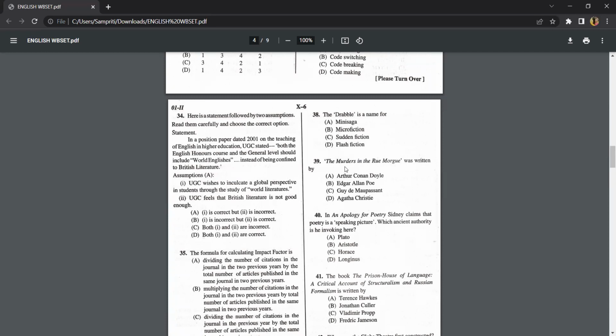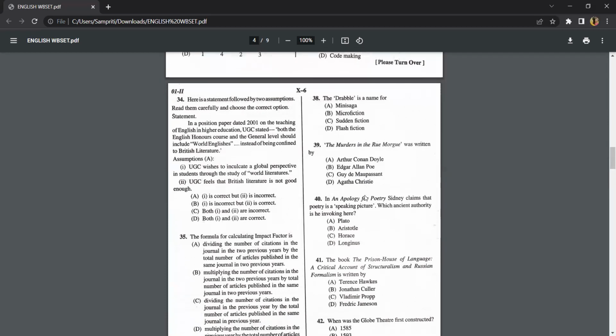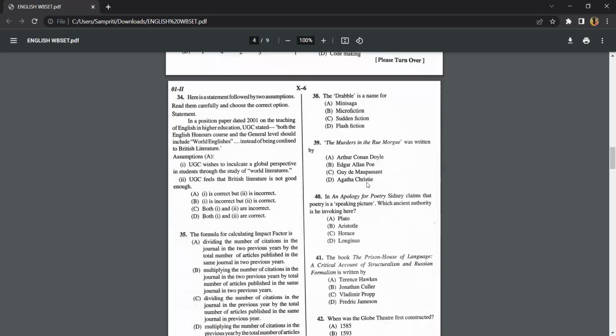Well, 39, The Murders in the Rue Morgue was written by, it's very easy. It was written by Edgar Allan Poe. It's a very good story. I love Edgar Allan Poe's stories and poems. I have a certain preference for the eerie, weird kind of genre, both in movies, poems, and paintings. Edgar Allan Poe satiates that zeal of the weird in me. So, The Murders in the Rue Morgue is written by Edgar Allan Poe.